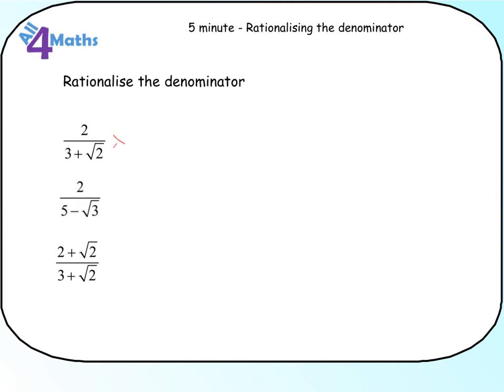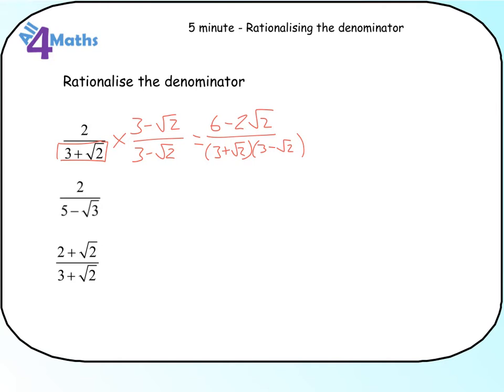So on this first one, we're actually going to be multiplying by 3 minus root 2 over 3 minus root 2. Now you might have noticed that all I've done there is switch the sign of the denominator, and I'm going to try and explain why that's the case. If we multiply the top of the fraction, this bit's quite easy. I'm going to do 2 times 3, which is 6, and then 2 times minus root 2, which is minus 2 root 2. The bottom of the fraction is a little bit harder, so I'm going to put this in brackets so you can see what's happening here. So it's 3 plus root 2 multiplied by 3 minus root 2.